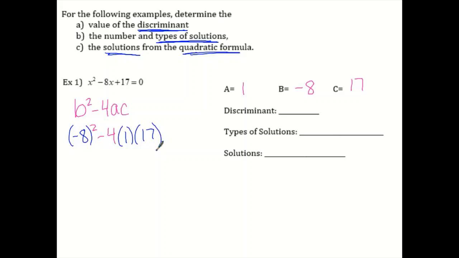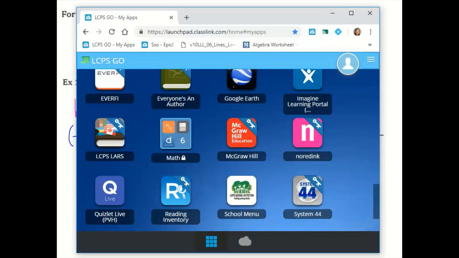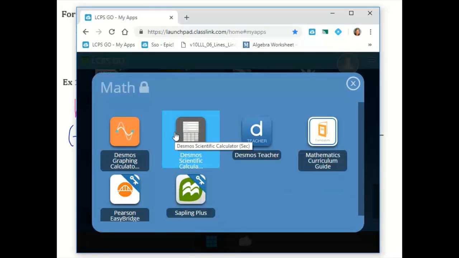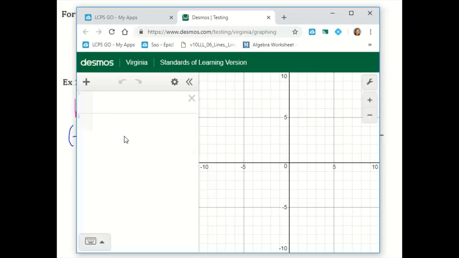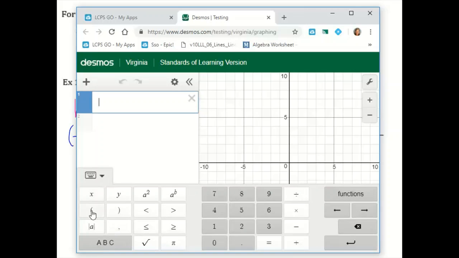So you can use your regular calculator for this. I am going to start showing you more things on Desmos. So you can use Desmos to do this. So I'm going to pull up Desmos, and to do that, remember go to LCPS Go, click on Math, and then the Desmos calculator. So I can just type in here, I'm going to do parentheses, -8 squared minus 4 parentheses 1 parentheses 17. Okay, so I get -4.